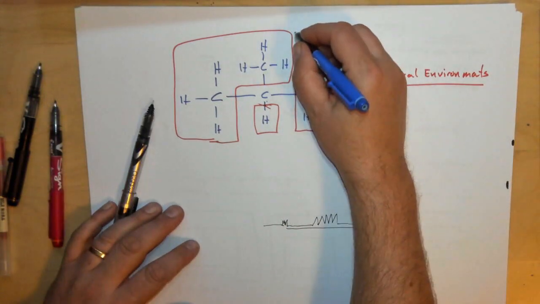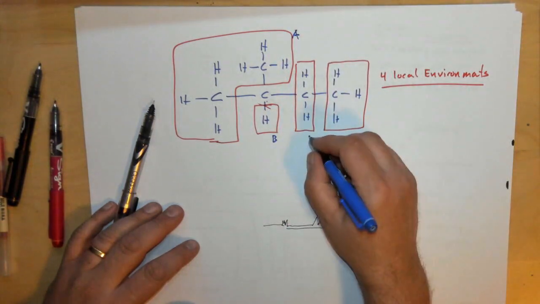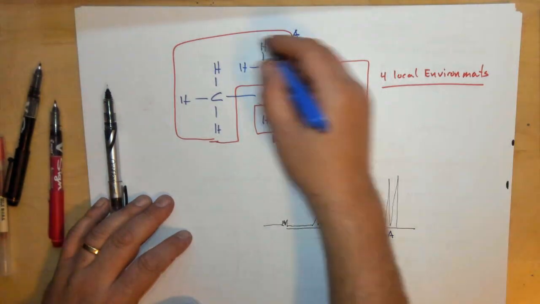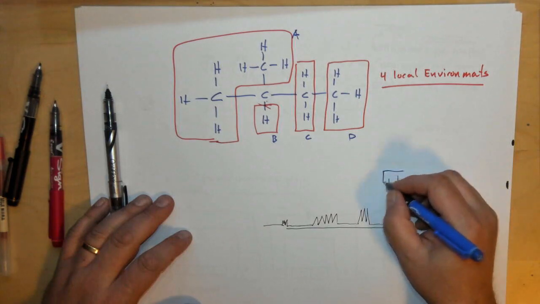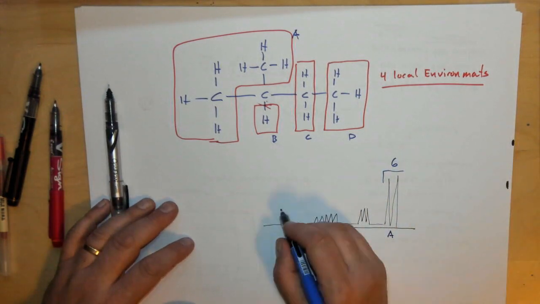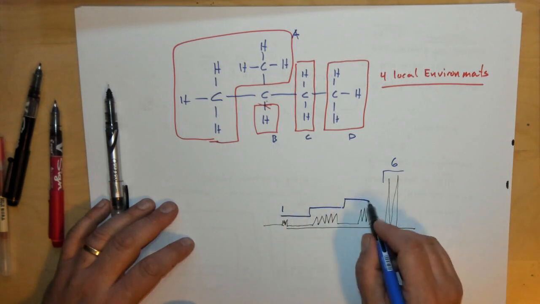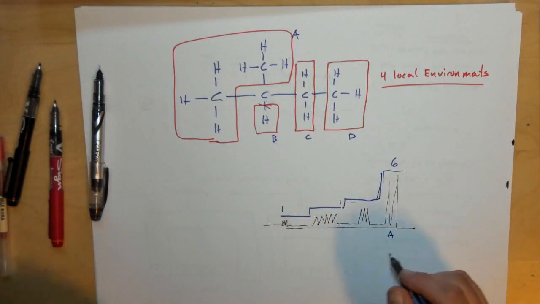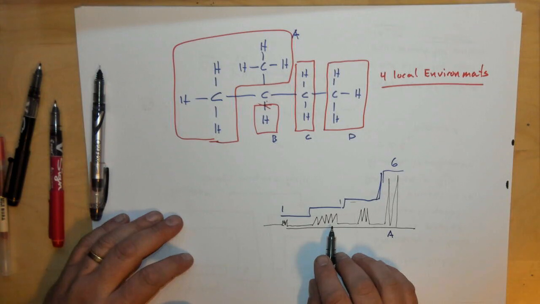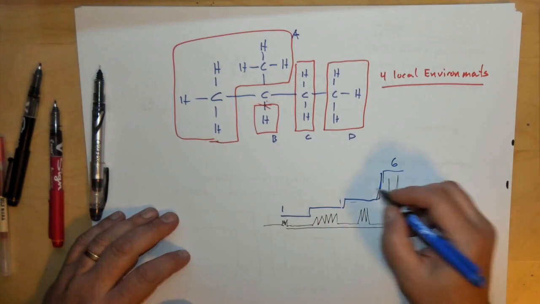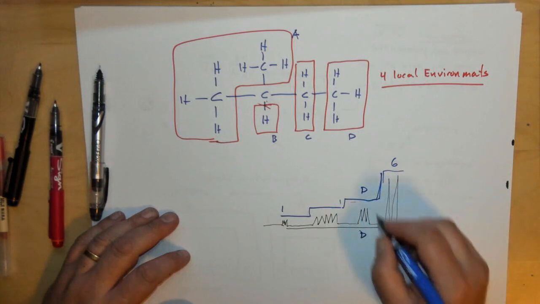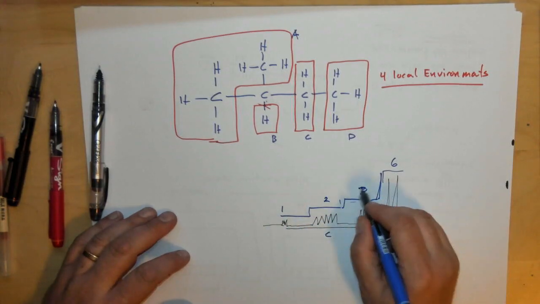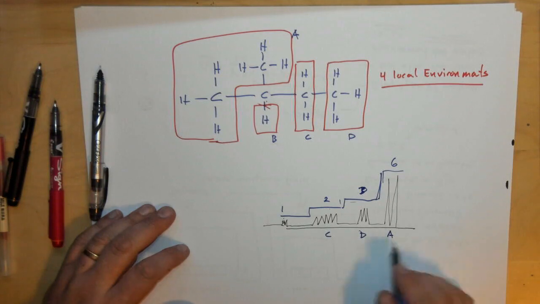So if we label these different environments A, B, C, and D, you're going to get the highest peak for the largest number of hydrogens. So there'll be a 6 up here, and then a 1 here, and then a little stair. Now, this doesn't always do this, but this is some sort of pseudo-integrative process that the modern machines can do. So this is going to be D, this is going to be 3, and this is going to be C, because there's 2 there. So it's going to be a staircase of 1, 2, 3, 6 for these different environments.